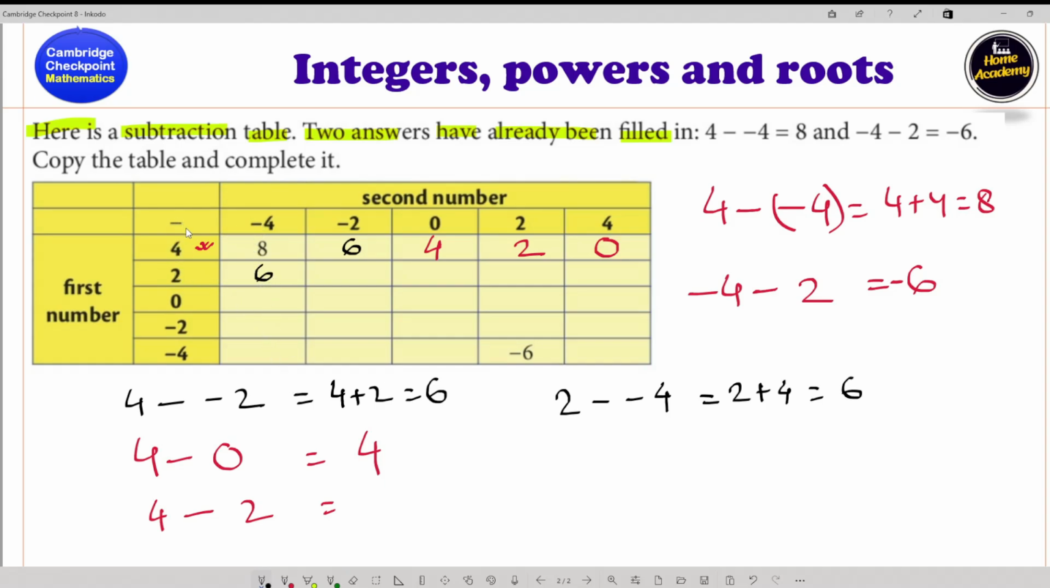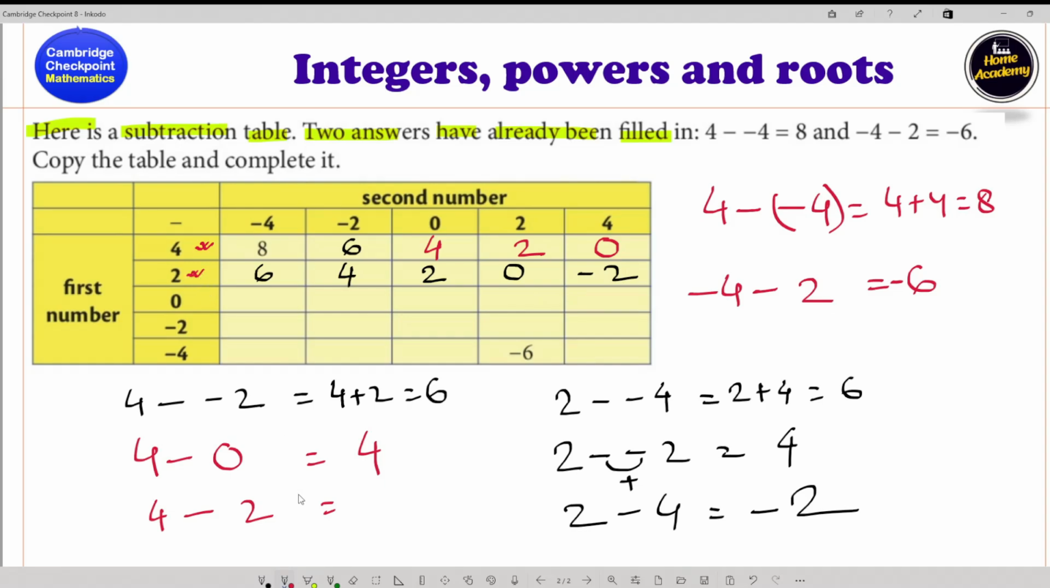Then 2 minus minus 2, so minus and minus is plus, so 2 plus 2 is 4. So here is 4. Then again 2 minus 0, so here is 2. Then 2 minus 2, so 2 minus 2 is 0. Again 2 minus 4, 2 minus 4 is what? Minus 2. So here is minus 2. So second row also done.